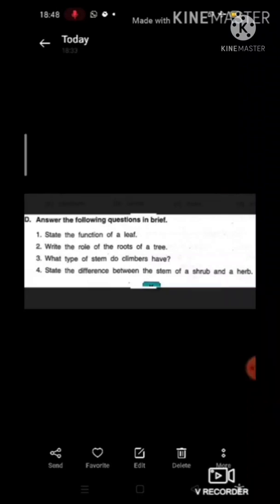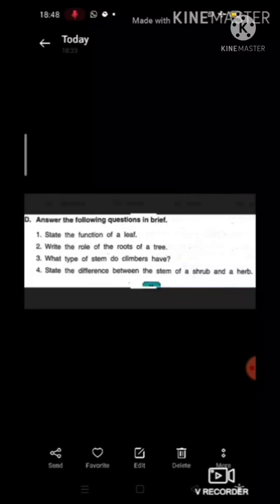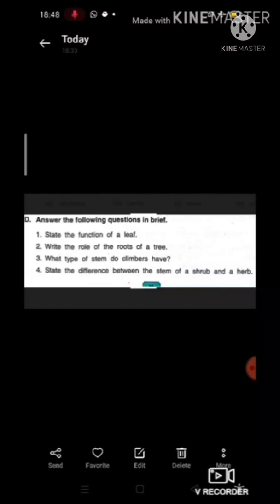Roots have several purposes. They hold the plant in the ground and keep it upright. They take water and food from the soil. They also store food for the plant. But the answer to this question is that the roots of a tree are very deep. They can therefore absorb water from deeper parts of the soil. Again I am repeating, the roots of a tree are very deep. They can therefore absorb water from the deeper parts of the soil.